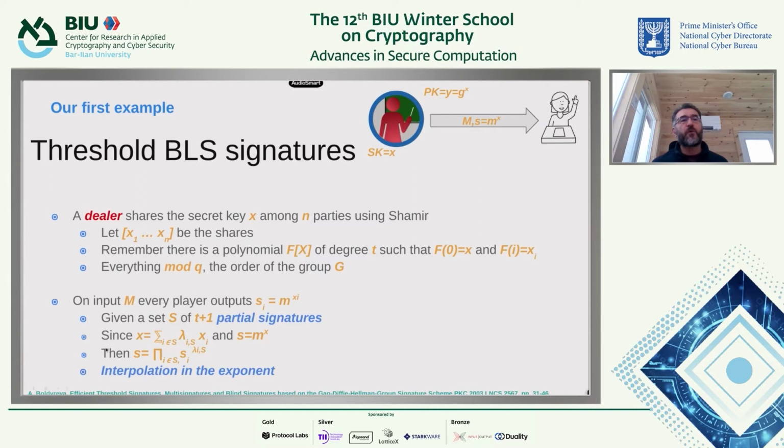Interpolation in the exponent is where we turn this linear combination of the secret into a product of these public partial signatures with the appropriate Lagrangian coefficient in the exponent. So maybe this is a good point to ask if there are any questions, because this is going to happen a lot. I want you guys to understand what it means to do interpolation in the exponent.